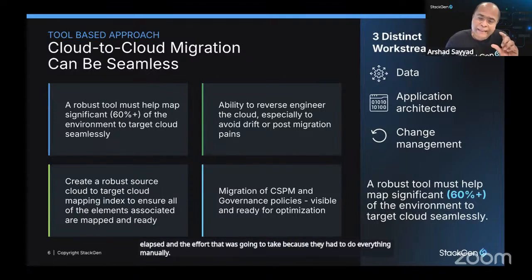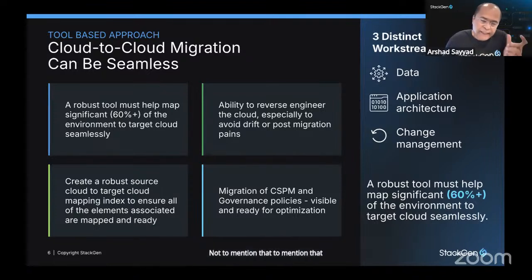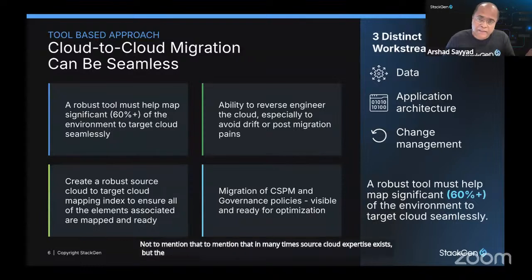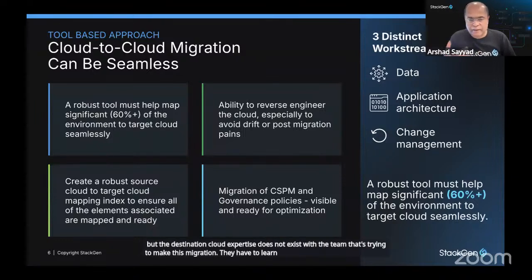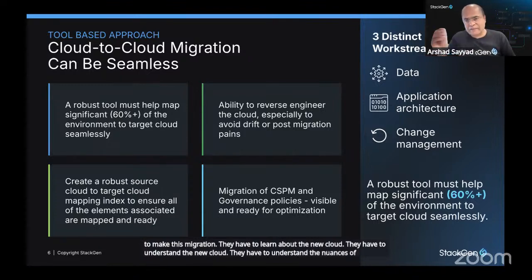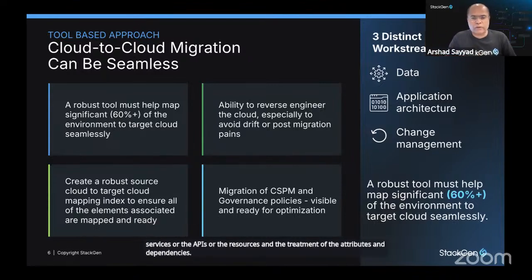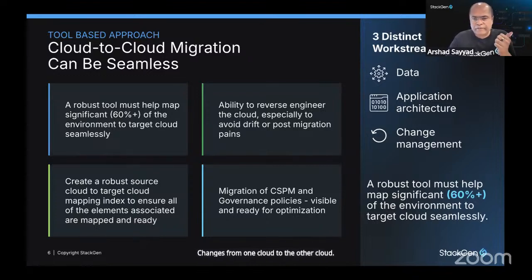Not to mention that many times the source cloud expertise exists, but the destination cloud expertise does not exist with the team that's trying to make this migration. They have to learn about the new cloud. They have to understand the new cloud. They have to understand the nuances of how the services, the APIs, the resources, and the treatment of attributes and dependencies change from one cloud to the other. So having a tool definitely is a very important element of it.